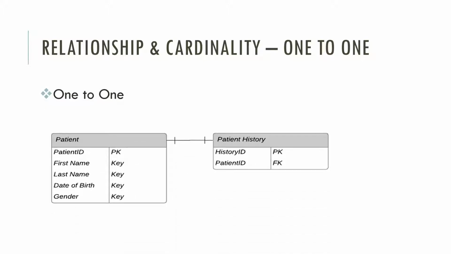The first is a one-to-one relationship. A one-to-one relationship is when one occurrence of an entity relates to only one occurrence in another entity. For example, a patient can only have one patient history information assigned to them, and a patient history information can only be assigned to one patient, as seen here with the one-to-one relationship.